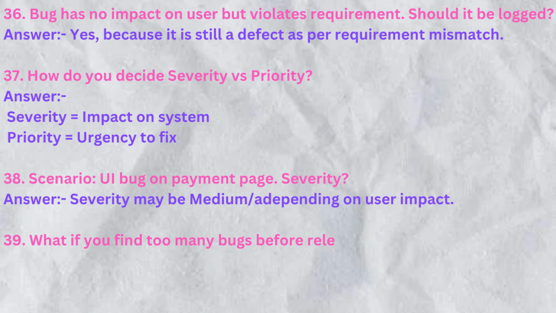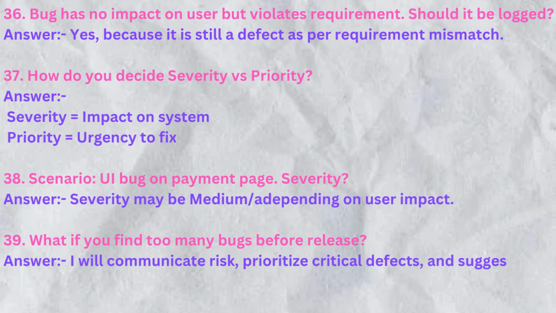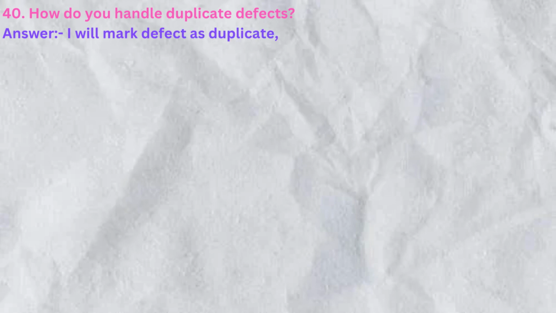Question 39. What if you find too many bugs before release? Answer. I will communicate risk, prioritize critical defects, and suggest release delay if needed. Question 40. How do you handle duplicate defects? Answer. I will mark defect as duplicate, link it with original issue, and close it properly.